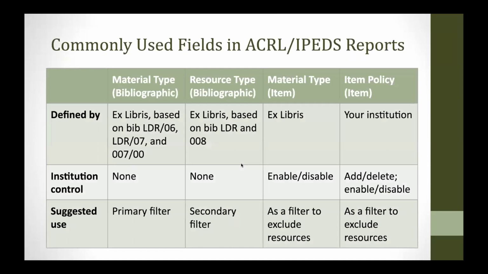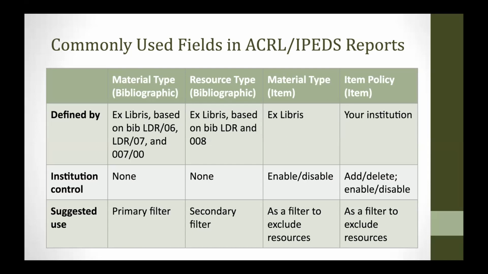So these are some really commonly used fields in the reports. You can see that material type and resource type are both at the bibliographic level, and then we have two item columns, I guess, item categories, material type and item policy. You can also use location, and we'll discuss that too.